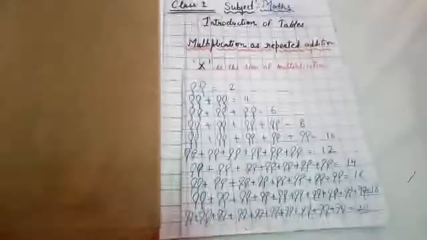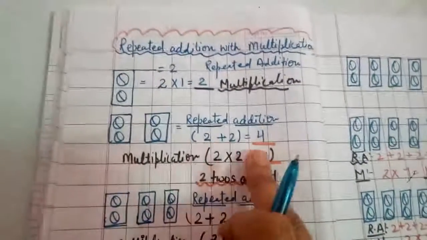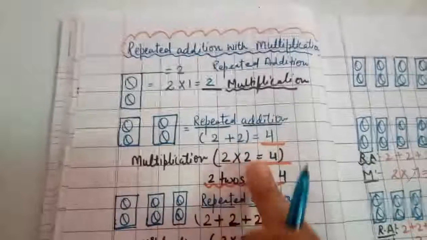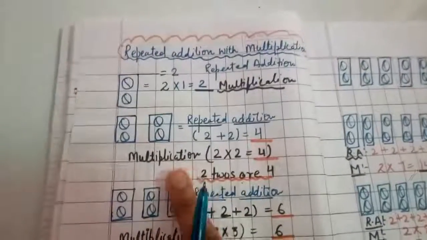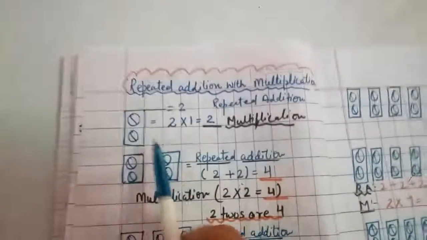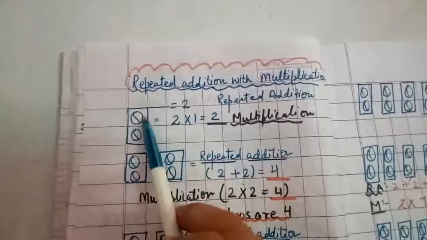Now let's take another example. Class, these are the repeated additions with multiplication. So there is the addition method also, and we can change the long addition method into a short way, that is multiplication. So let's start. See, there is one group. In one group there are 2 balloons.